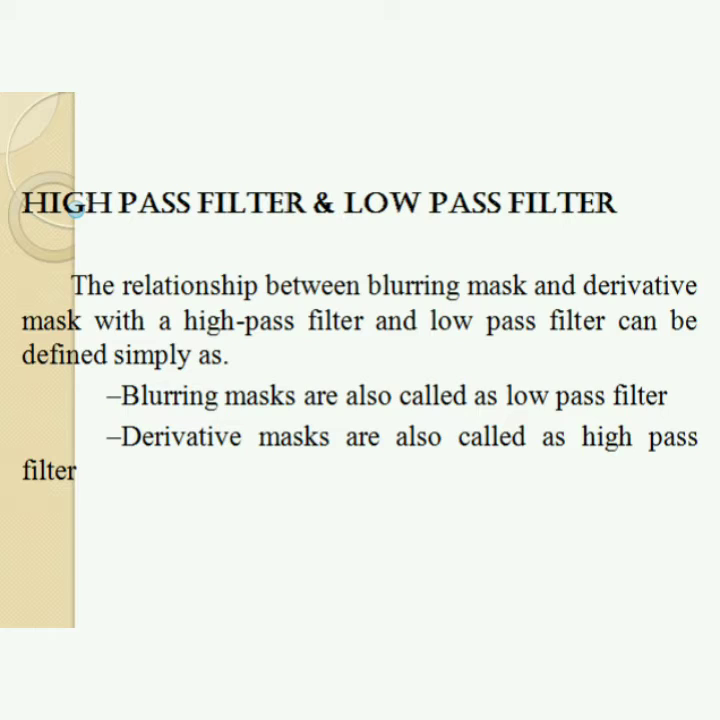So what is a high pass filter and a low pass filter? The relationship between the blurring mask and the derivative mask with the high pass and low pass filters can be defined simply: the blurring mask is also known as the low pass filter. Similarly, the derivative mask is also known as the high pass filter. What is a blurring mask? All the values in the blurring mask should be positive, and the sum of all values is equal to 1. The edge content is reduced by using the blurring mask. As the size of the mask grows, more smoothing effect takes place.